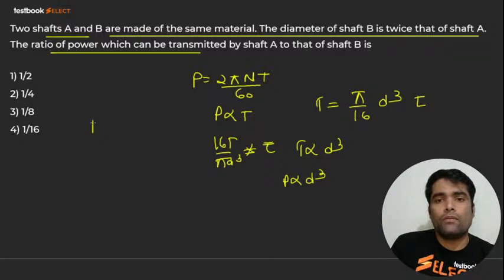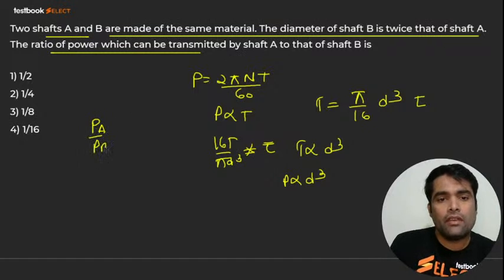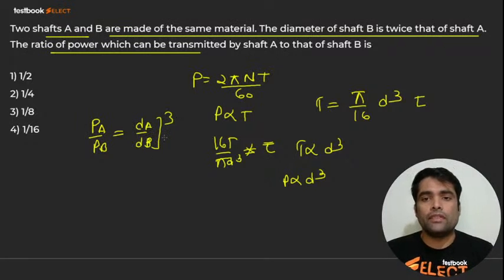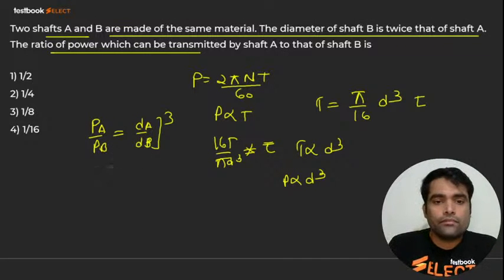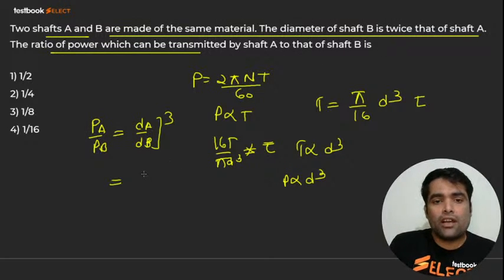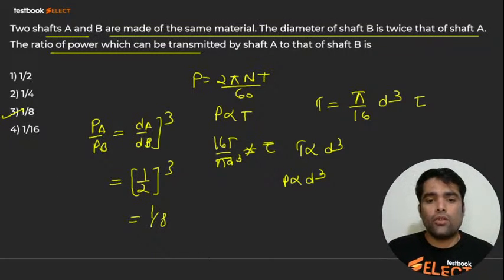That is, the ratio of power which can be transmitted by shaft A and shaft B, PA by PB, will be DA by DB whole cube. Now DA is how much? Diameter of shaft B is twice, that means diameter of A will be half. Half cubed is 1 by 8. Very good. Here I go for next.